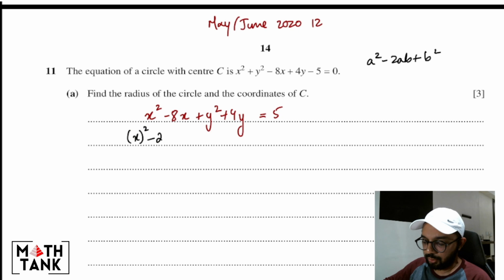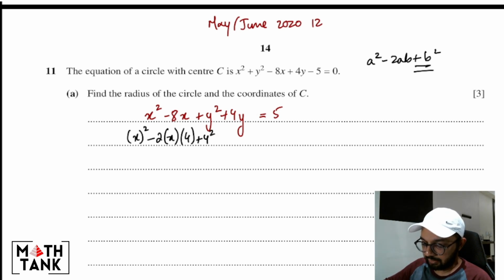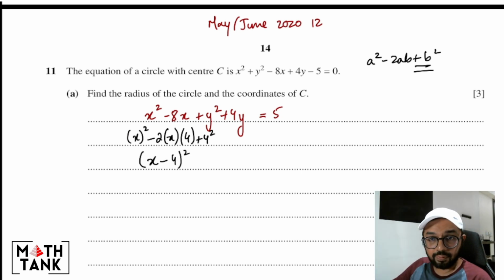I need 2ab. So what makes it 8x? I'm going to say a 4 makes it 8x. I'm completing the square for x right now. Okay, but I also need a b plus b square, so I'm going to add a 4 square to this so that it boils down and closes down into a bracket x minus 4 whole square.